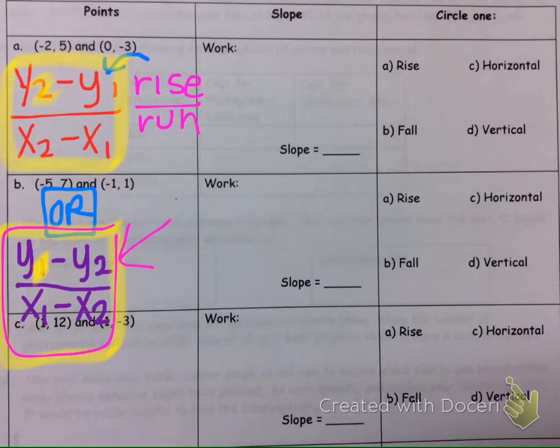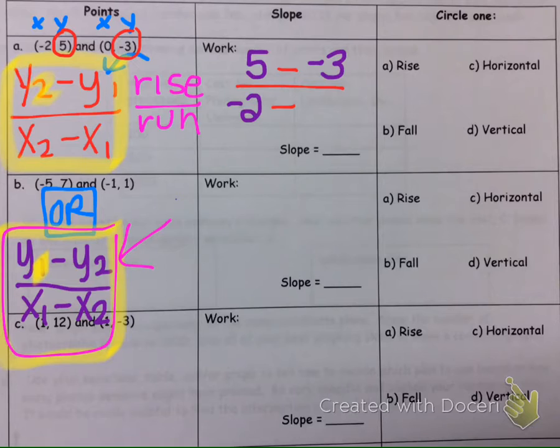This is x, this is y, right, when we have our ordered pairs. So I'm going to go ahead and circle the y's. And the formula says to find their difference. So I'm going to have 5 minus a negative 3 and negative 2 minus 0. So then we would have 8 over negative 2, which is negative 4. So our slope is negative 4.